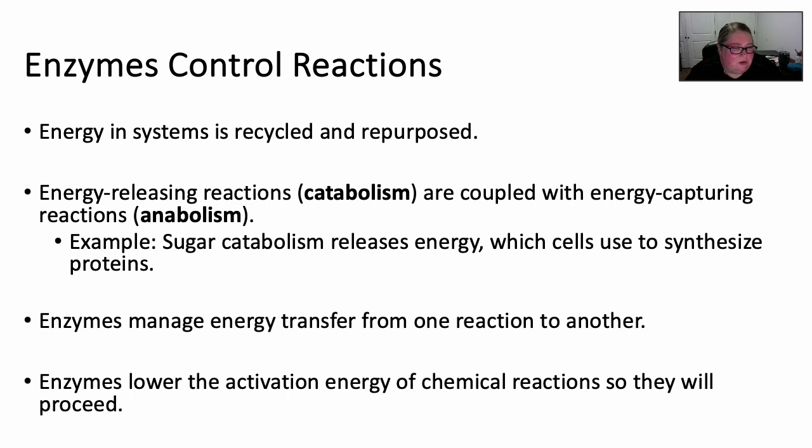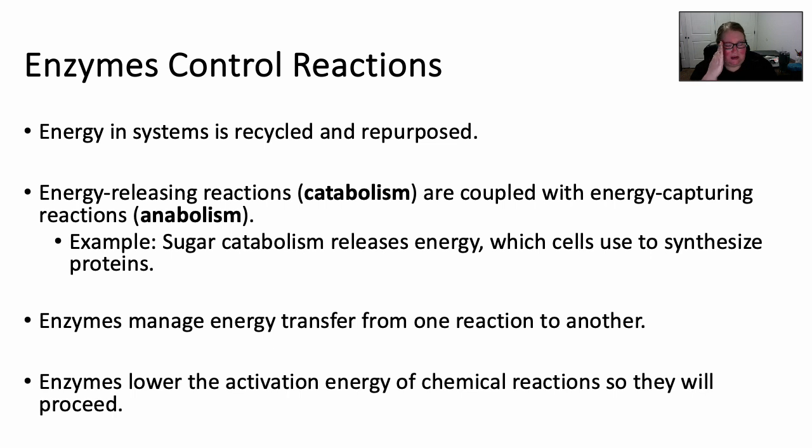If you remember, enzymes lower the activation energy of chemical reactions so they can proceed, but they also make sure reactions don't go too slow, because if they go too slow, life dies, and they prevent them from going too fast, which has some detrimental effects as well. So these enzymes control catabolism and anabolism. For example, in sugar catabolism, we break sugar down to release energy, which is then coupled to an anabolic reaction that requires energy.